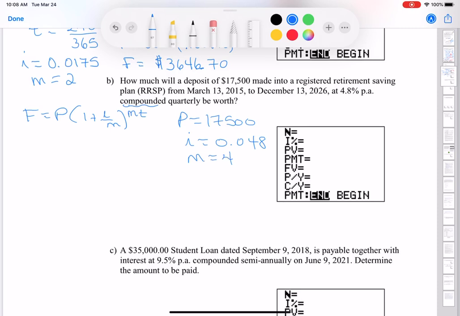Now the hard part about this example is that we are counting some time. We saw that in simple interest, when we counted time, we actually counted the exact amount of days. But we don't do that in compound interest without having technology. When we're counting time in compound interest, we just count time to the nearest month.